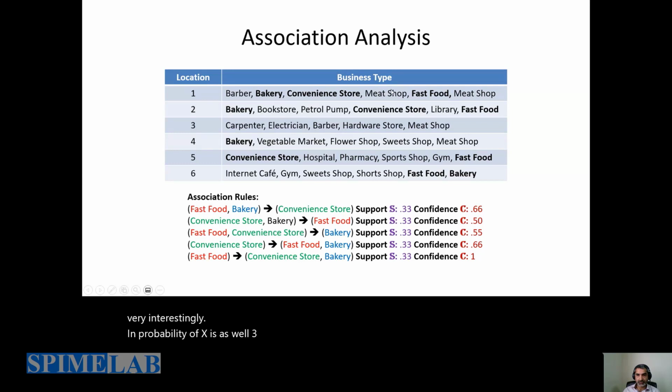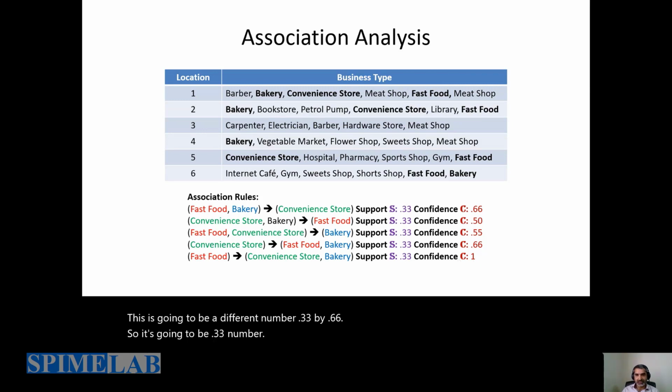You can see fast food is coming in 3 locations. It's coming in 4 locations, Professor. So 4 divided by 6 is 2 by 3, 0.66. So this is a typo. This is going to be a different number, 0.5. 0.33 by 0.66, so it's going to be 0.5.